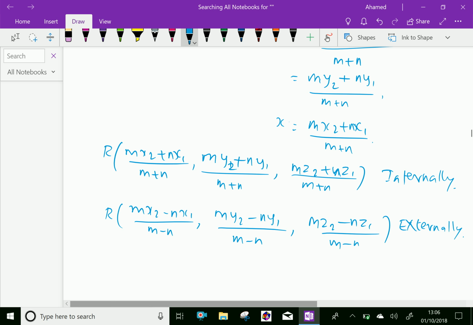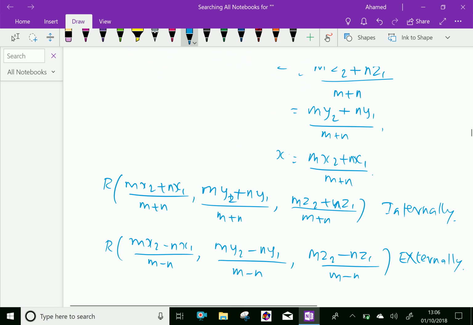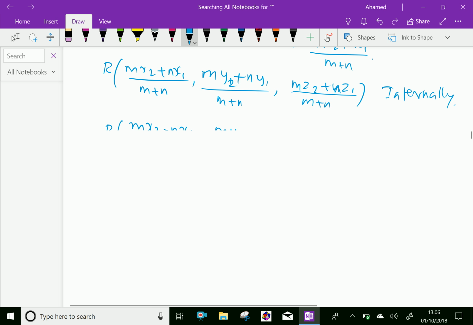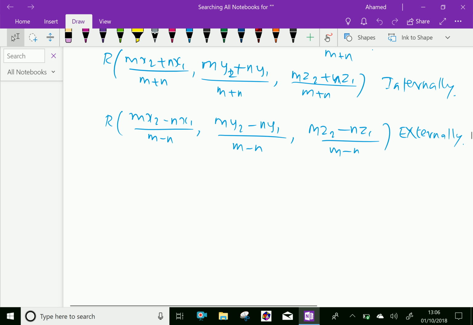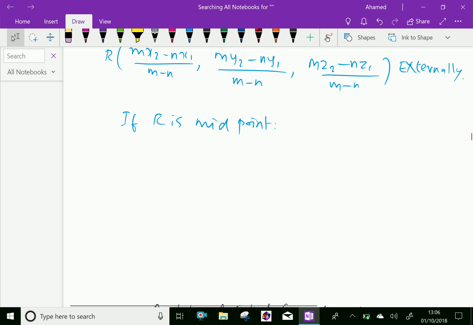Now take one more case. If R is the midpoint of P and Q, then the coordinates of point R are ((x1 plus x2) by 2, (y1 plus y2) by 2, (z1 plus z2) by 2).